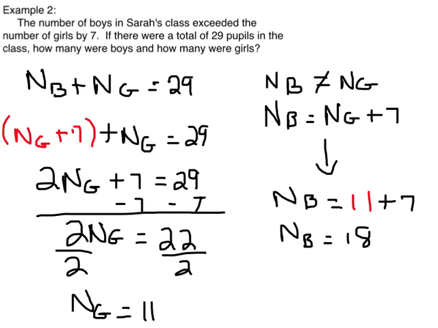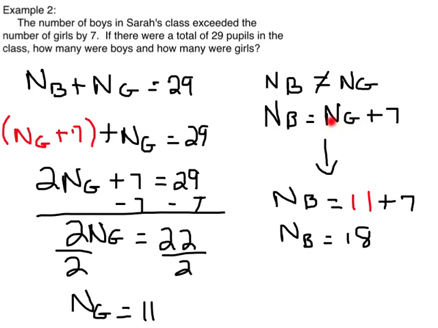In example 2, the number of boys in Sarah's class exceeded the number of girls by 7. That means there were more boys than girls. If there were a total of 29 pupils in the class, how many were boys and how many were girls? All right, the first thing we have is our total. We know that the boys plus the girls is 29. We know that they're not the same amount. And we also know that the number of boys is 7 more than the number of girls. So if we add 7 to the number of girls, that would equal the number of boys.